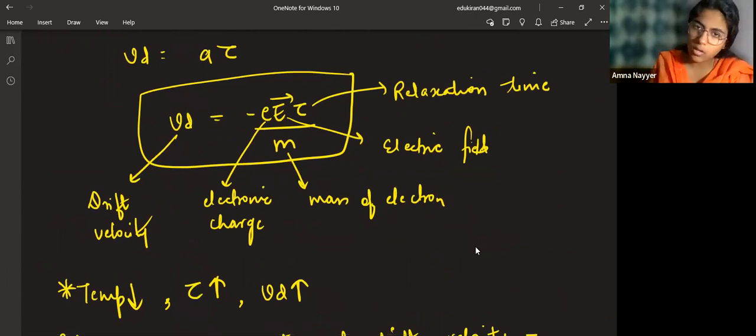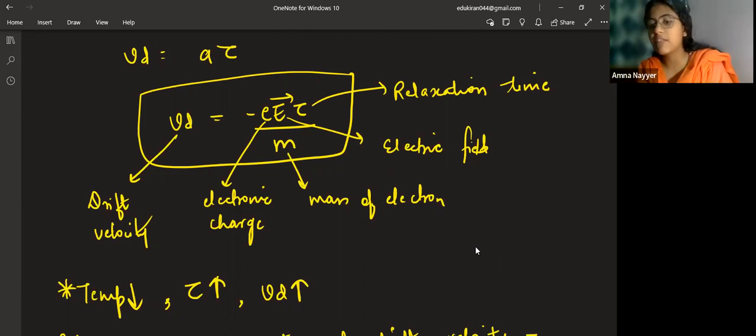Small e is the electronic charge, 1.6 into 10 to the power minus 19. Capital E is the electric field. Tau is the relaxation time, that too the average relaxation time. What is average relaxation time?